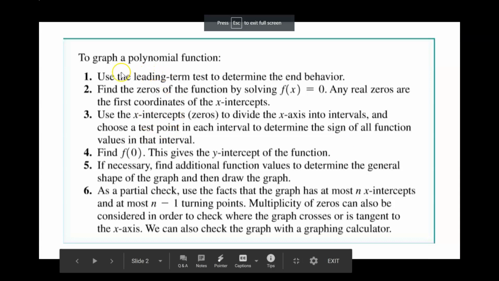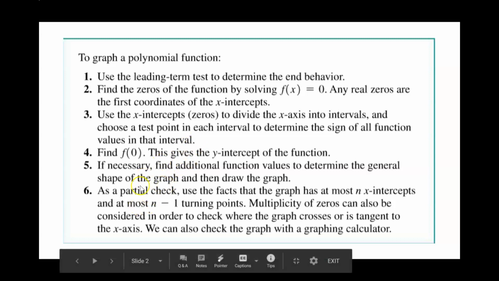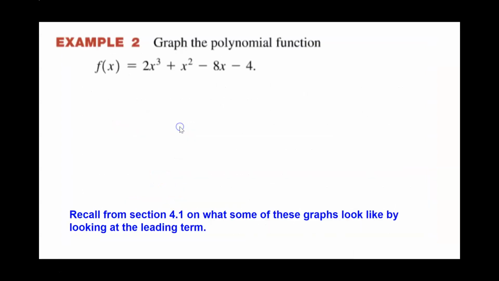So here are some of the steps in order to graph a polynomial function. We're going to again use a lot. The leading term test, or the leading term in the function, is going to give us a lot of what the behavior is going to look like from the start to finish. And then we need to find the zeros, the x-intercepts, the y-intercepts, and some additional ordered pairs in order to fill in what the graph should actually look like. And then we can do a check also.